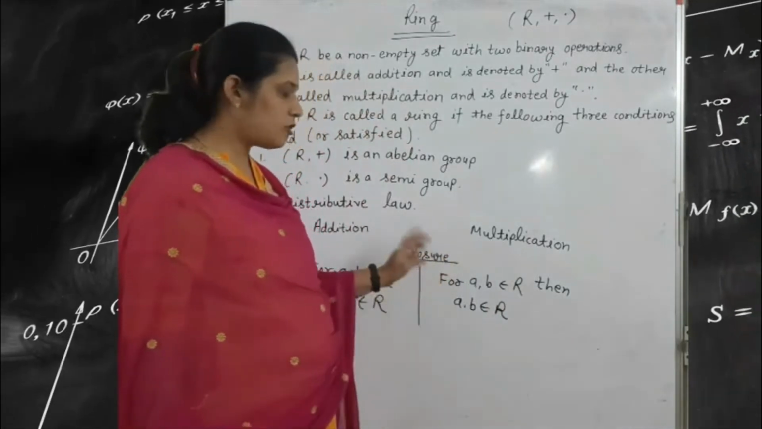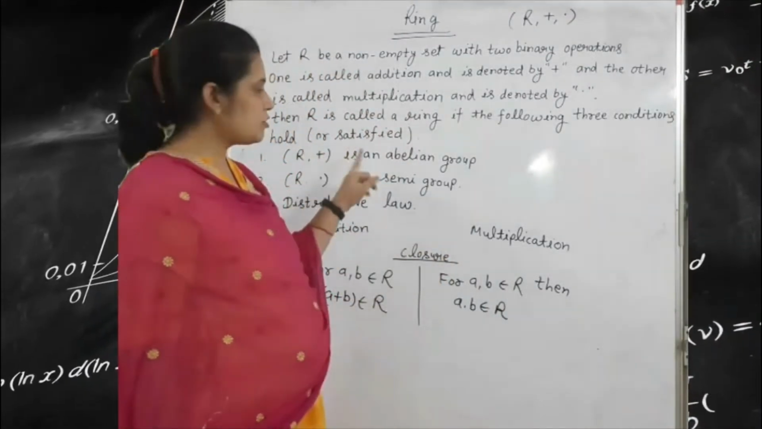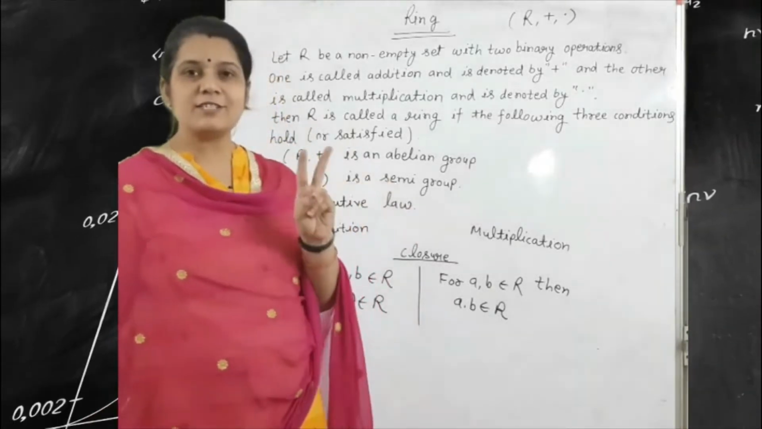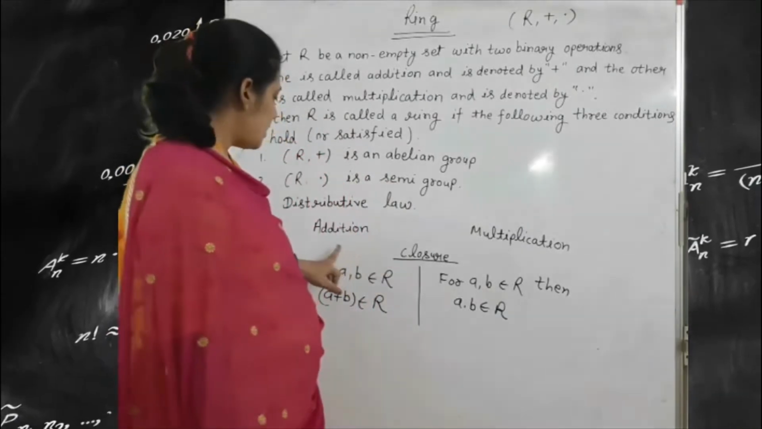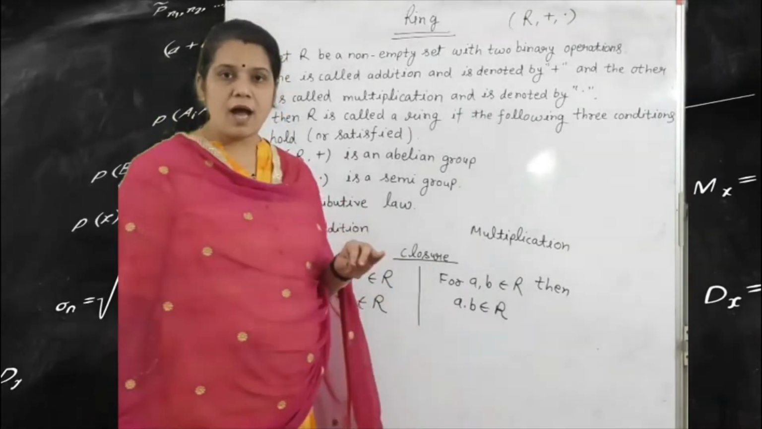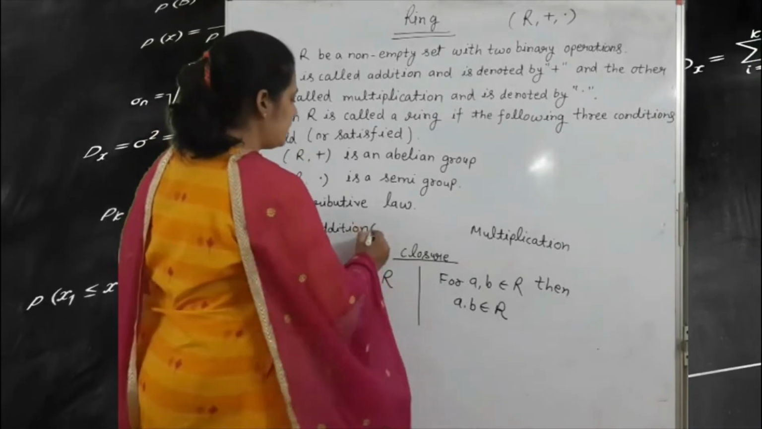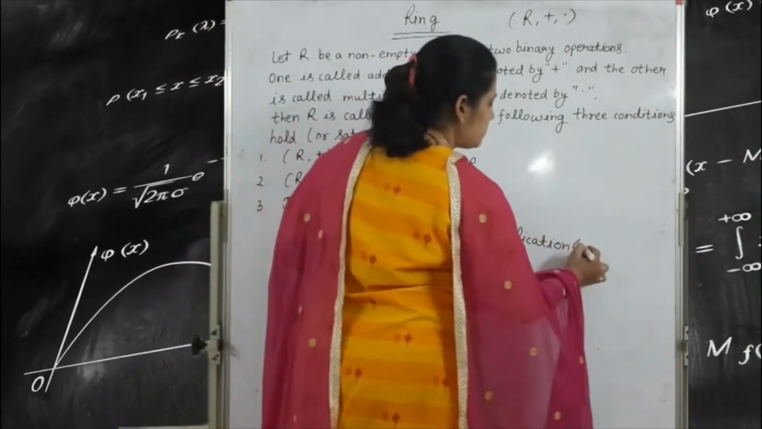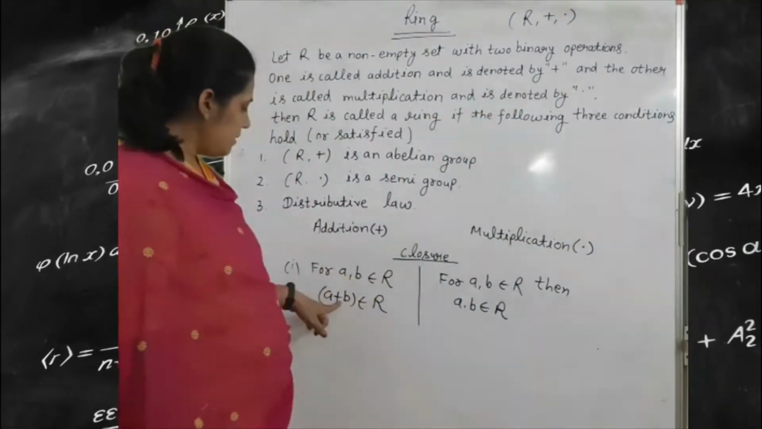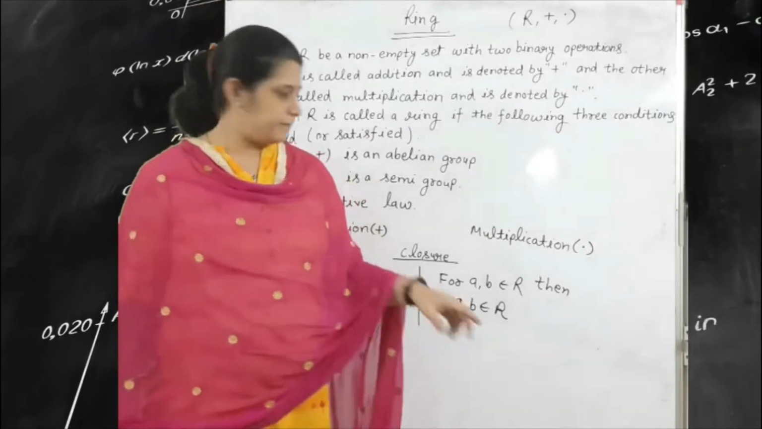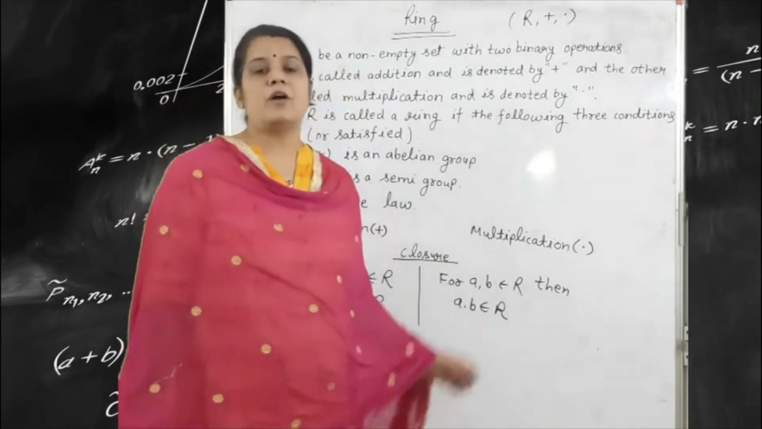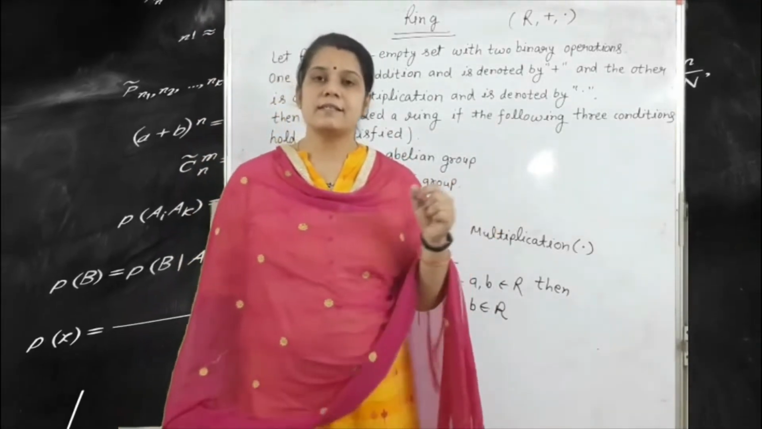Why do we write this? Because R plus is an abelian group, so we find the five properties, but R dot is a semigroup, so we find two properties, closure and associative. According to the closure property, we consider two elements a, b belongs to R. Here we use the plus sign: a plus b also belongs to R. And here we use multiplication: a dot b also belongs to R. So this is the closure property.